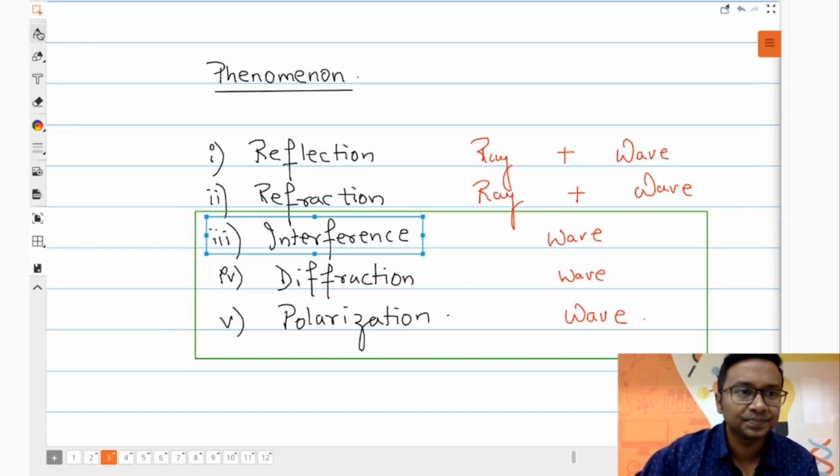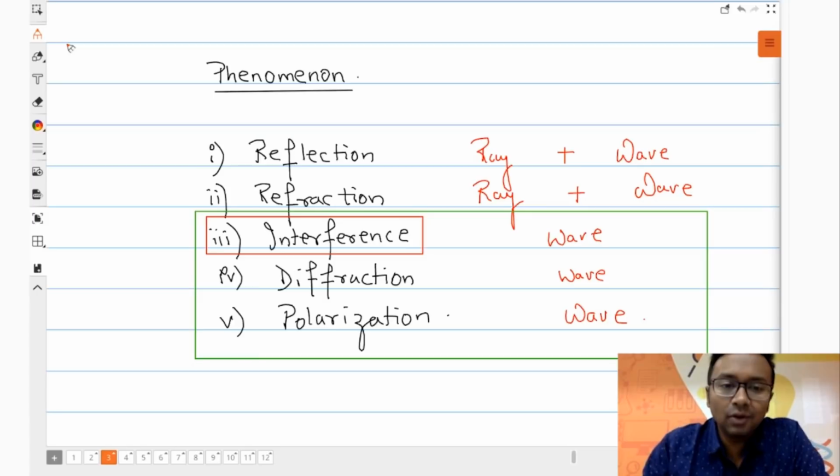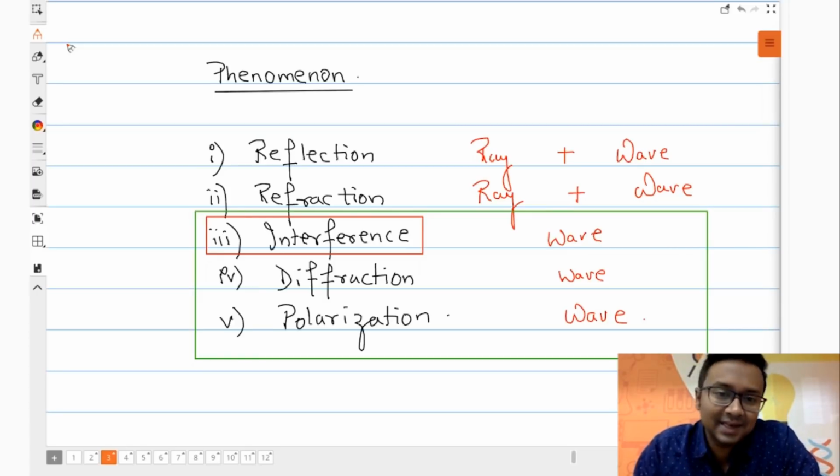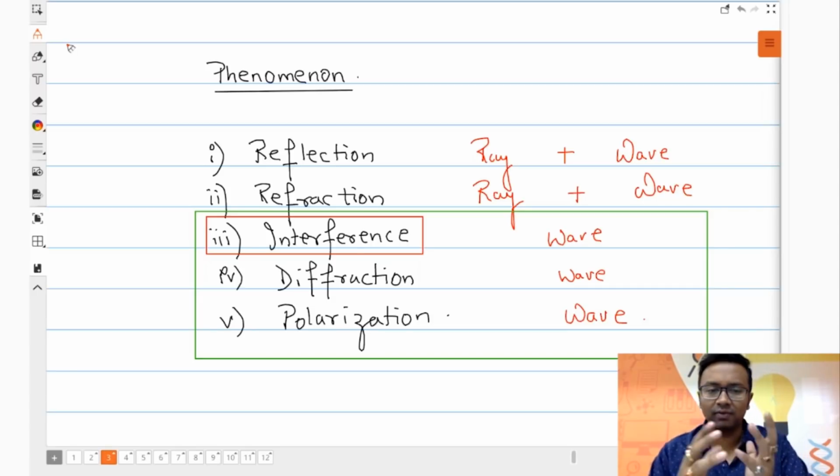Now that too in interference, we are going to specifically look at the Young's double slit experiment and certain modifications in that Young's double slit experiment. So what is interference first of all? Now, students, I'm not going to be doing a lot of derivations out here with respect to your interference and things like that.